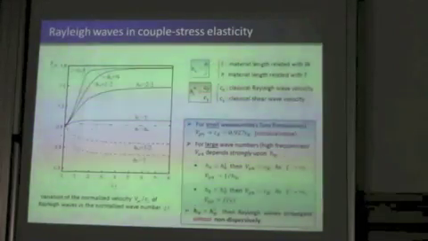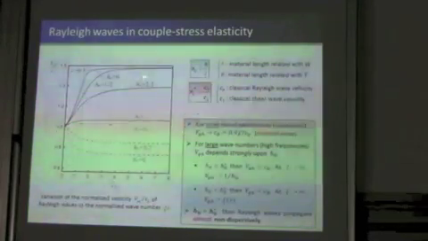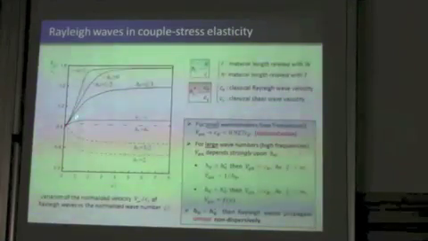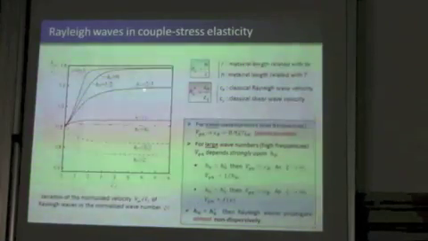On the other hand, when H0 is greater than this special value, the phase velocity of the Rayleigh waves increases above the classical velocity and reaches a constant limit that depends on the Poisson ratio.